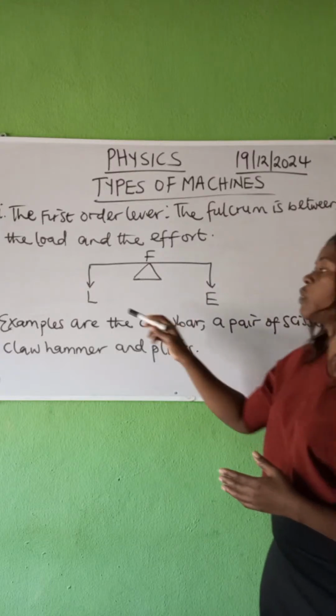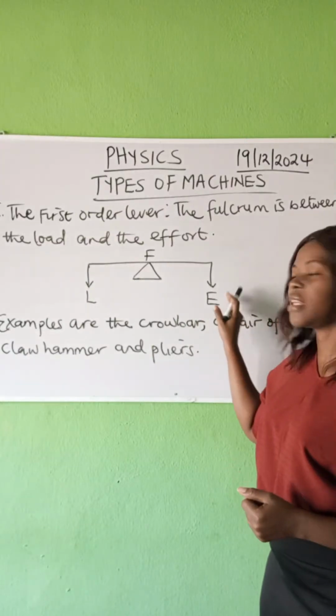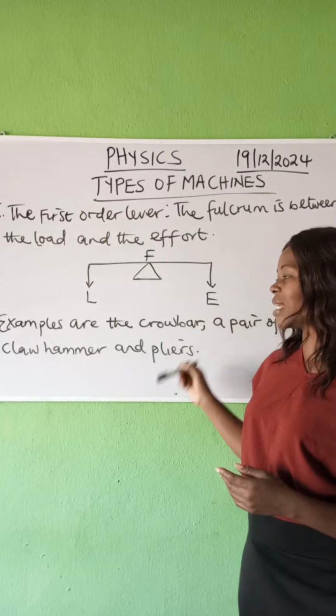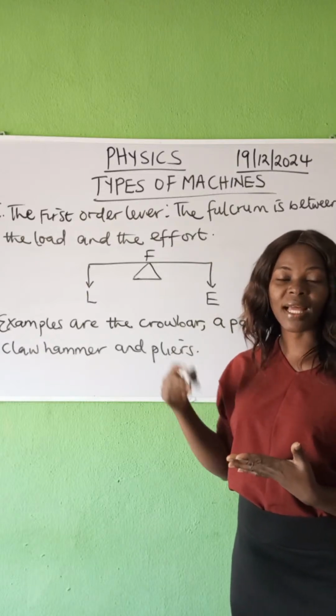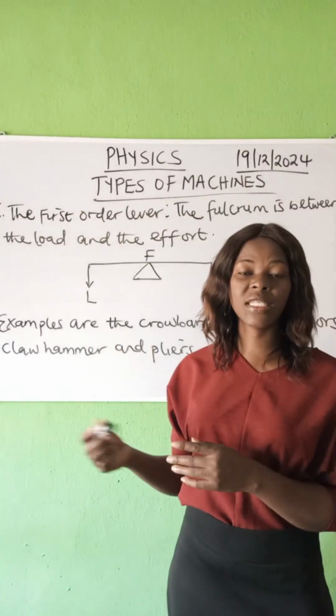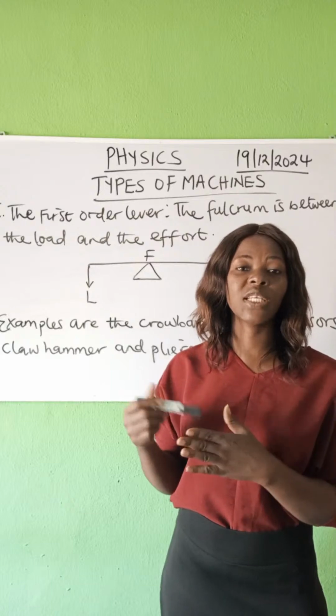That means you're going to put the load on this side and put the effort on this side. Then the fulcrum will be what? Between them. Is that clear? So that is classified under the first order lever. So in any apparatus that you see the fulcrum in between them, it is classified as a first order lever.